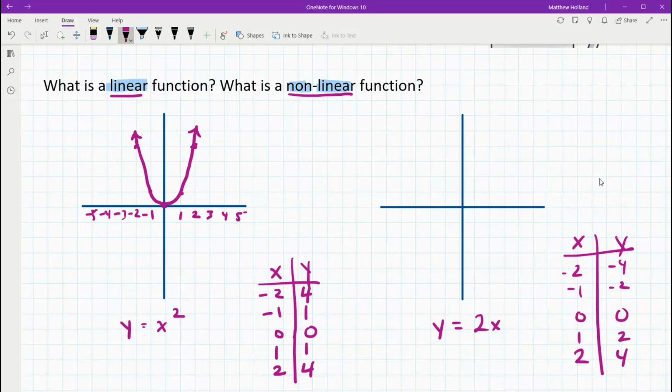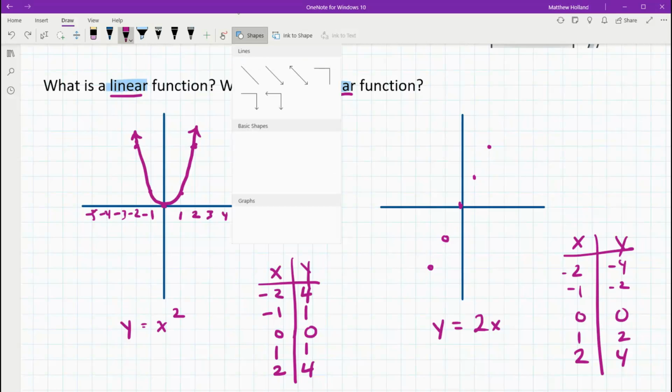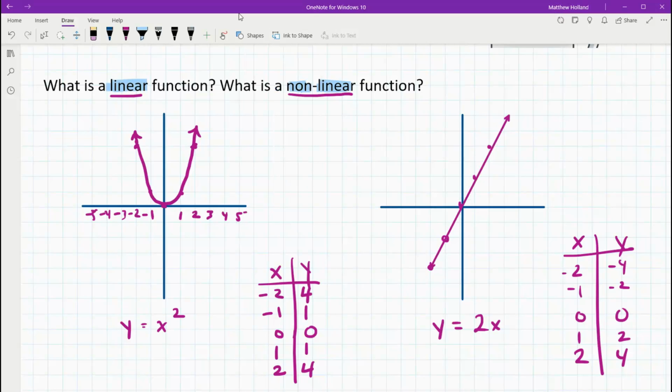So again, we have our points. -2, -4; -1, -2; 0, 0; 1, 2; and 2, 4. And then just like I did with the last one, I'm going to connect these, and that's what our graph looks like. You know, actually, I can probably connect those better. Let me do this. This is a better way to connect them. There you go. That's better. Okay.